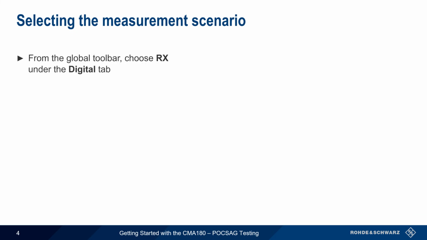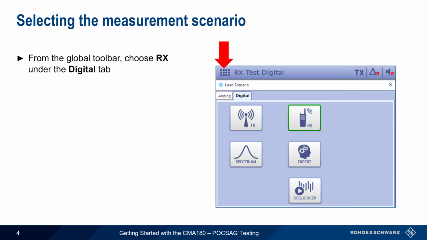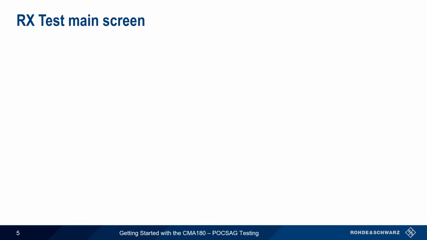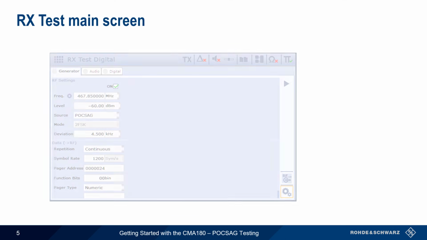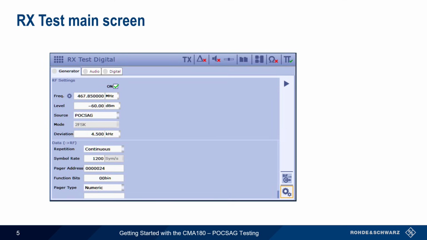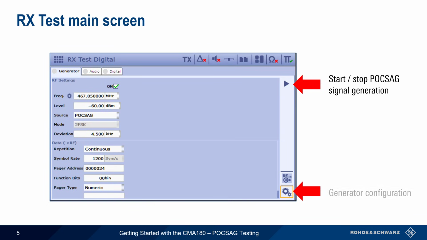To configure POCSAG generation, click on the global toolbar and then choose the RX scenario under the Digital tab at the top of the screen. There are two important icons in the main RX test GUI. The first is the Play Stop button, which is used to start or stop the generation of POCSAG signals. The second is the generator configuration, which provides access to the RF and digital settings.